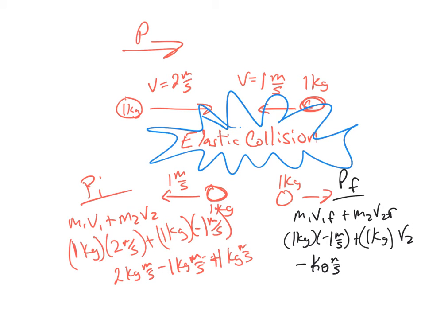So in order for our momentum to remain 1 kilogram meter per second to the right, this velocity here has to be 2 meters per second, so that the total momentum of ball 2 is 2 kilogram meters per second, and we get a total momentum to the right of 1 kilogram meter per second. Momentum is conserved and everybody's happy.